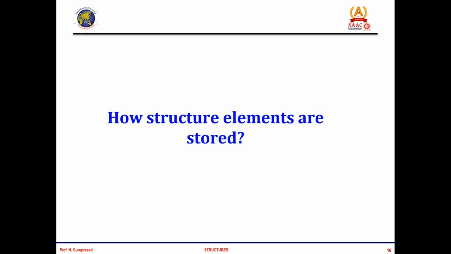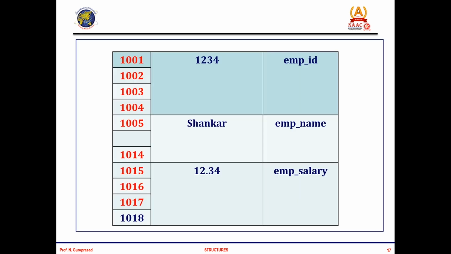Now, the last point before I close this particular video is how structure elements are stored. If you try to recollect your previous topic called arrays, we have seen how array elements are stored. The statement we made was array elements are always stored in one continuous memory location. And so is the truth with respect to structure. In structure, the elements are stored in continuous memory location. Let us have a look at how these elements of structure are stored.